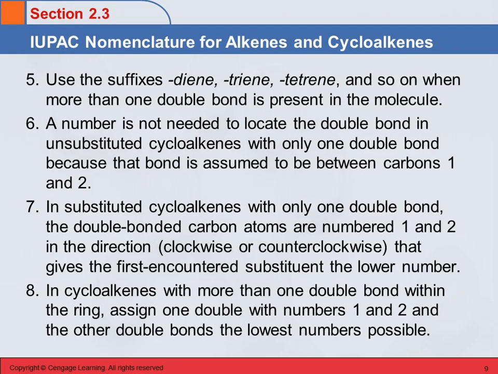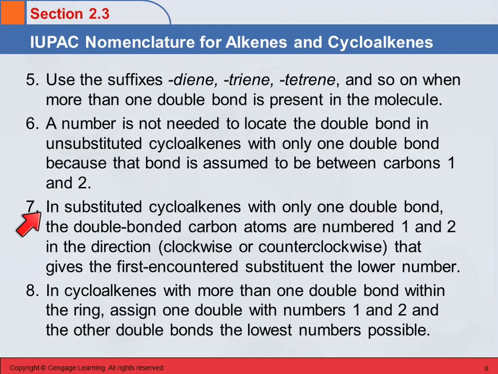If we have more than one double bond, then we specify that by sticking a little prefix on the suffix: diene, triene, tetraene, to indicate that there's more than one double bond. On cycloalkenes that don't have any substituents and have only one double bond, we don't need to specify a number because it's a circle. We'll just start at the double bond, and it would always be between 1 and 2.